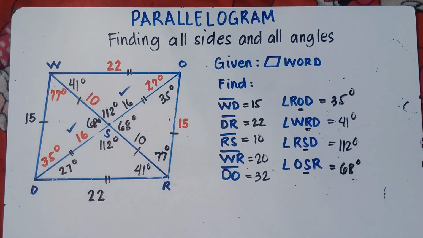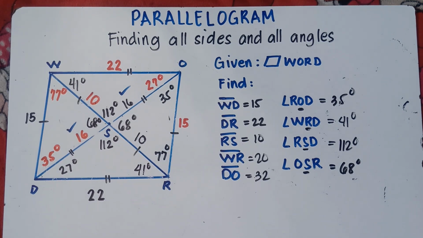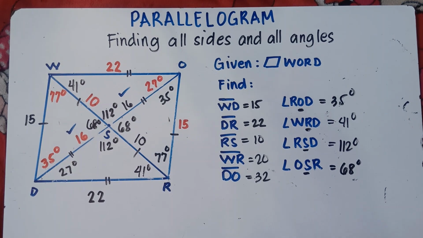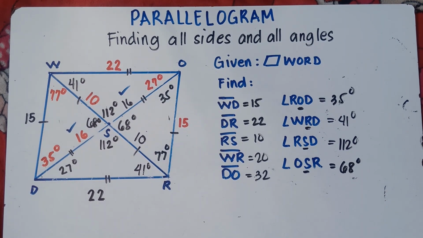That's it, class. All set. Finding all sides and all angles. I hope you understand this one, class. If you understand this one, this will be really easy for you. Just master, class, the properties of the parallelogram. And always remember the vertical angles, the straight angle, and the sum of interior angles of a triangle, that should be equal to 180 degrees.